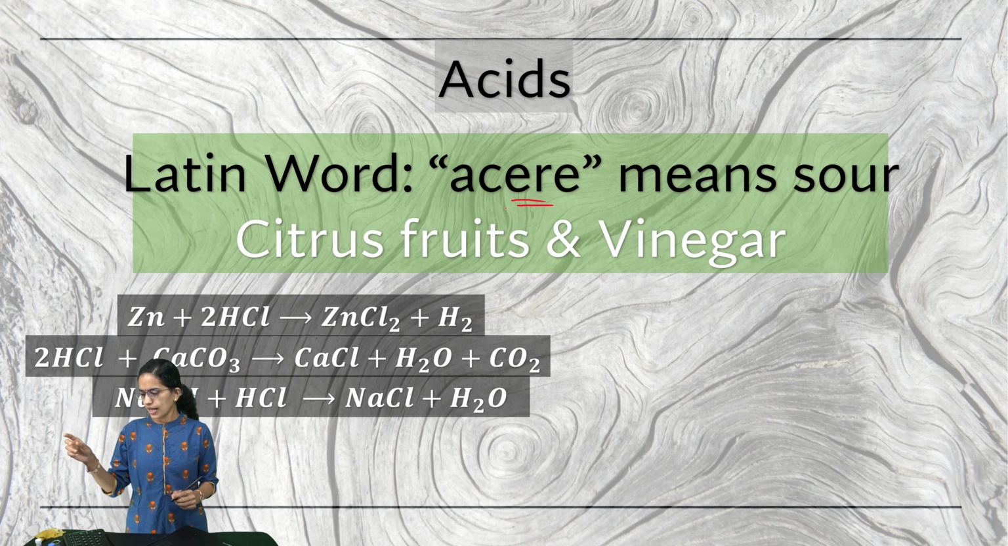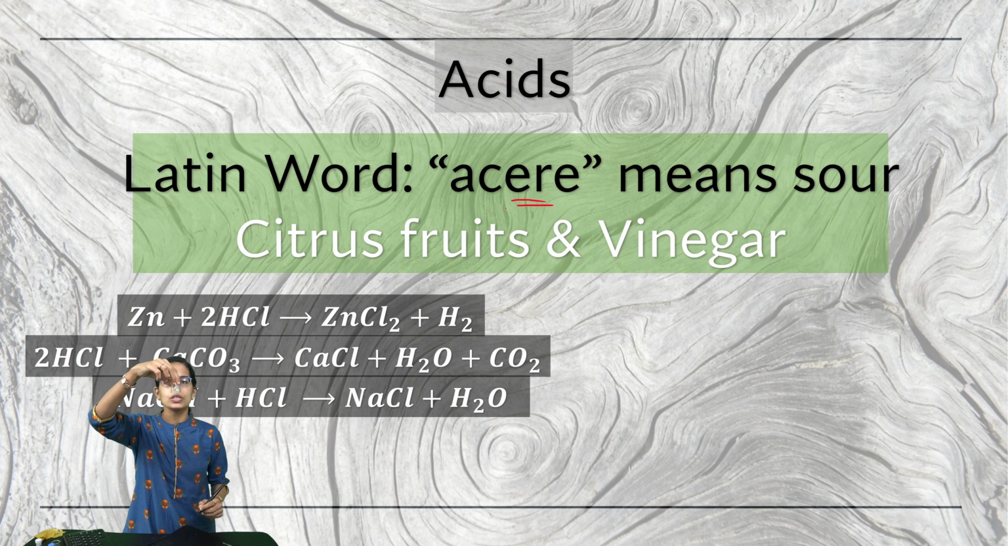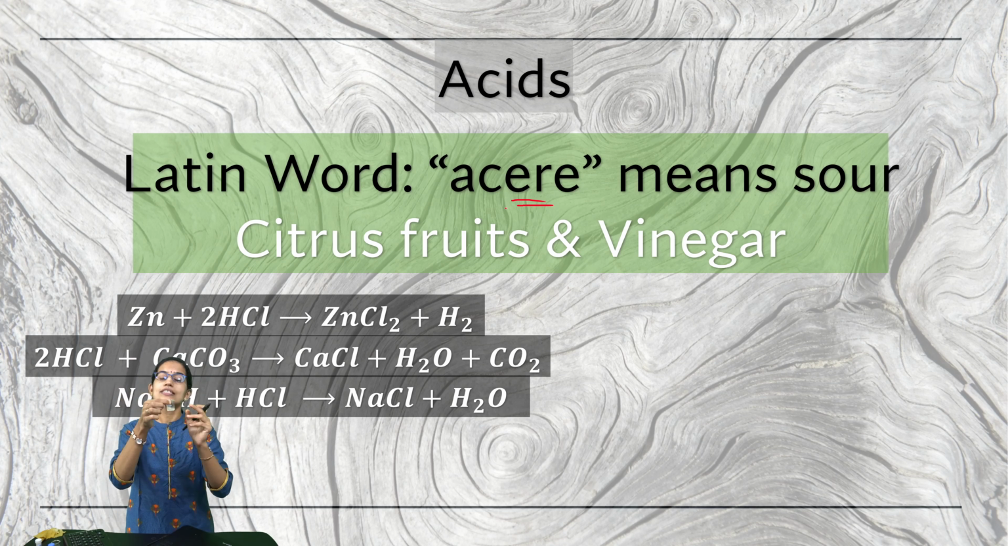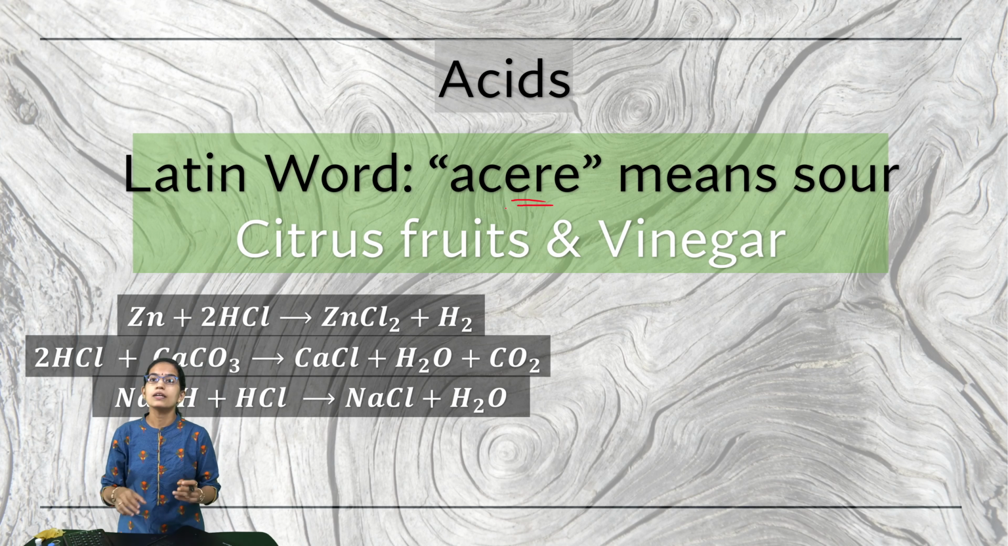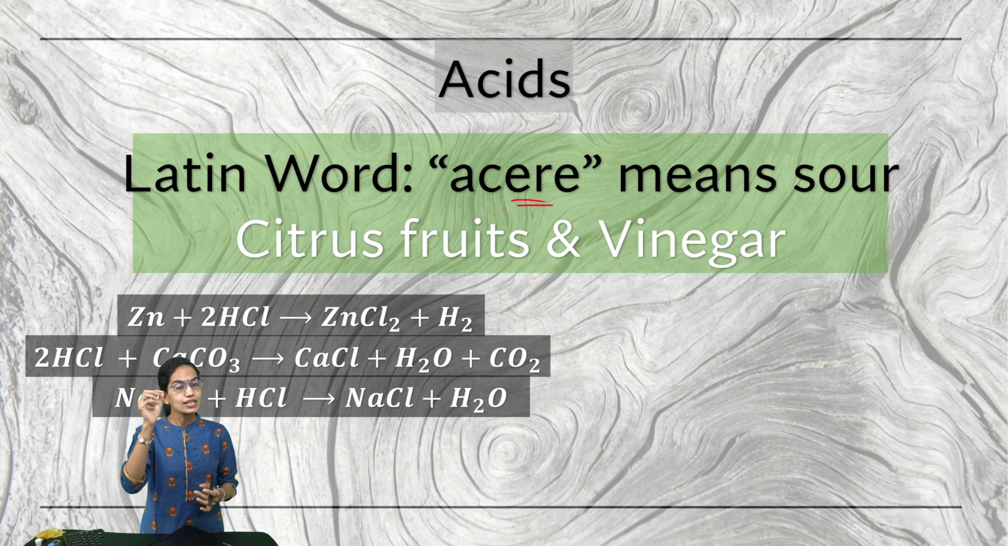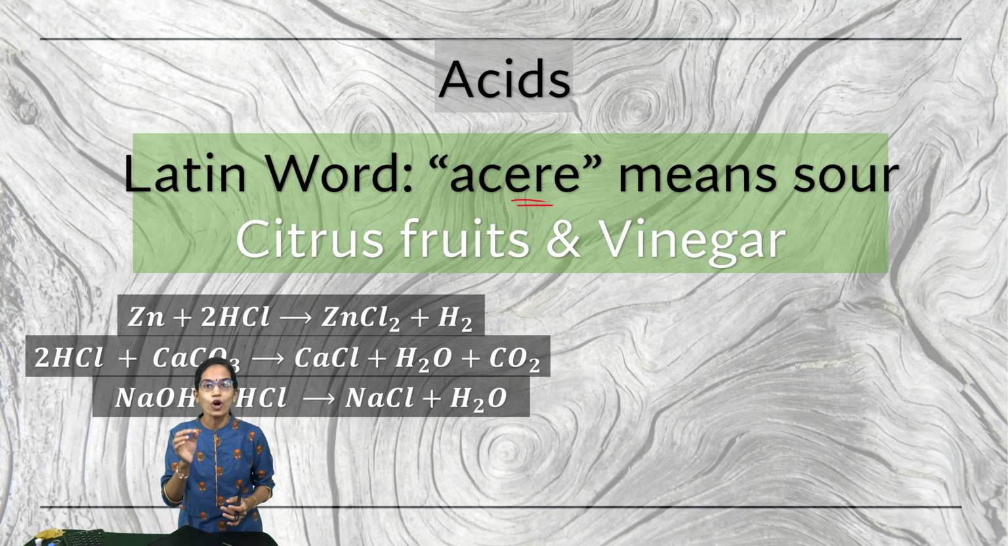For example, I take lemon juice. So this is the lemon juice I have in the beaker, and this lemon juice is acidic. Now, what is the acid here? We say this is the citric acid. Similarly, you have lactic acid in milk. Even in animals, there is formic acid.